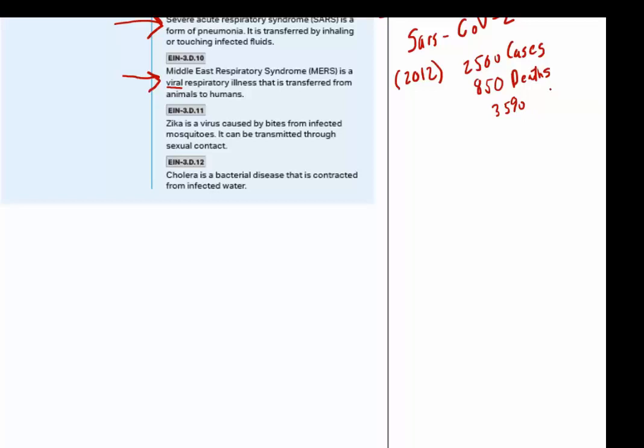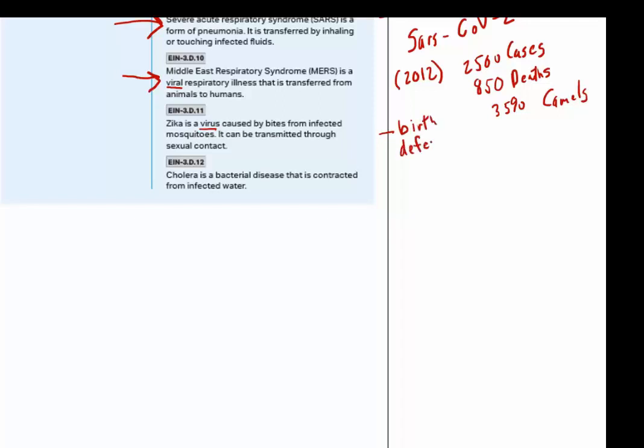This one, instead of coming from bats, they think came from camels. But again, that's not totally established, but that's where scientists think it came from. The Zika virus is another one. That's the one that came up a few years ago. It caused birth defects.